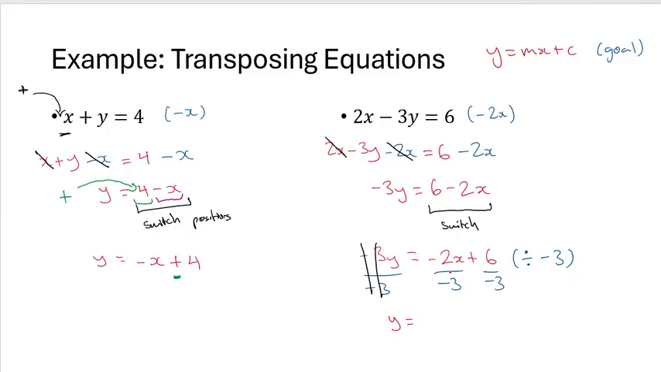And then you have here negative 2 divided by negative 3. That just becomes positive 2/3. And then just attach the x there. And then you have 6 divided by negative 3, which ends up being negative 2. So I have y equals 2 over 3x minus 2.